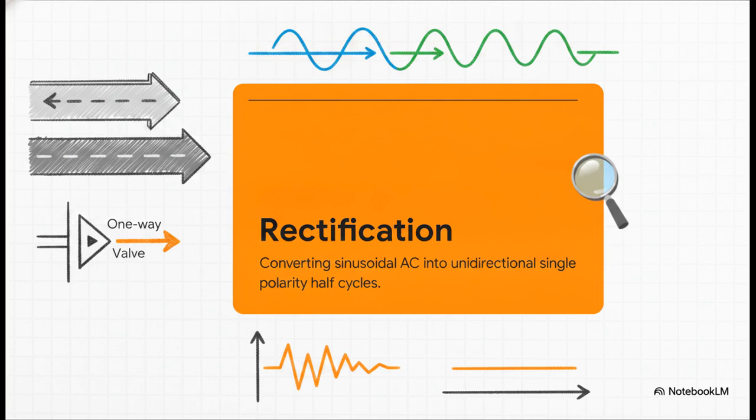In engineering terms, this is called rectification. It's the process of converting that smooth, reversing AC waveform into unidirectional, single polarity half cycles. Think of it kind of like taking a chaotic two-way street and turning it into a one-way highway. Rectifiers act essentially as one-way valves for electricity, and while they completely solve our direction problem, as we'll see, they create a brand new problem along the way.